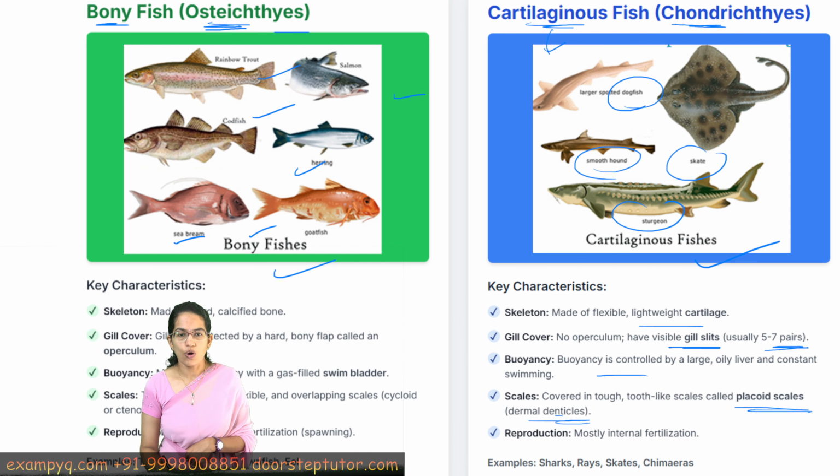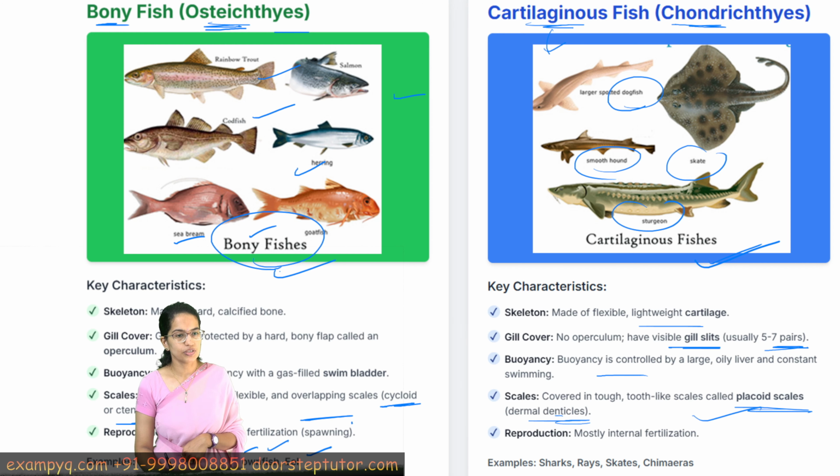Some examples of the cartilaginous fish, the skate and sturgeon we already said, but besides this, shark, ray and chimeras are other examples. For bony fish, we already talked about salmon, herring, trout. Then you have cod, clownfish, eel, tuna as some of the popular fishes, and they have scales which are known as cycloid or ctenoid, and these are overlapping scales. However, in the case of cartilaginous fishes, the scales are dermal in origin.